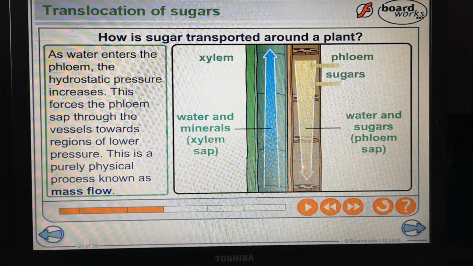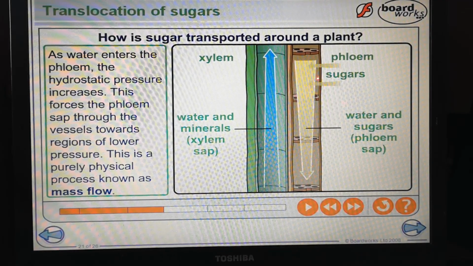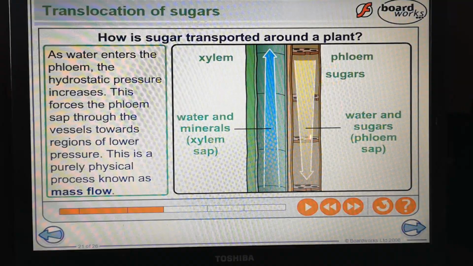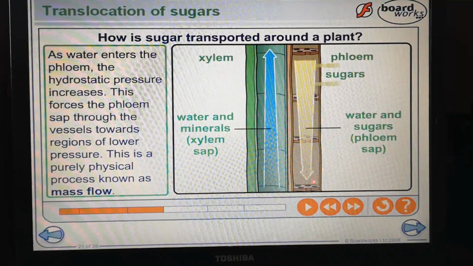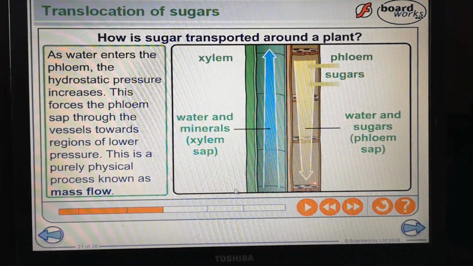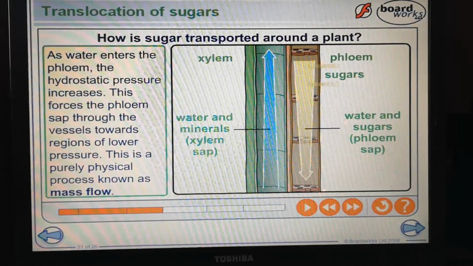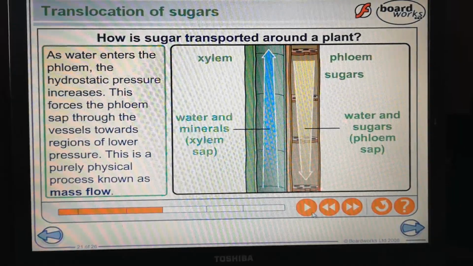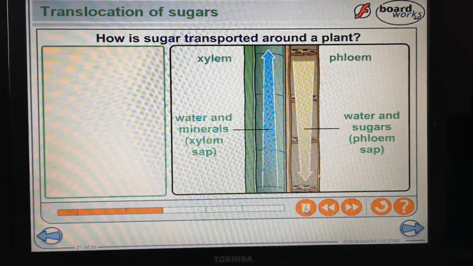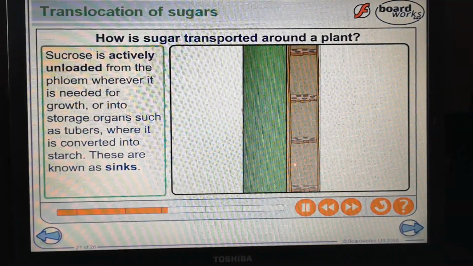So what's going to happen is you're going to have a movement of stuff from here all the way down to there. Now we call that mass flow. There is a flow of mass. There's a flow of stuff from here all the way down to there. And that is how the sugar actually moves through the phloem, or at least that's what we think. At the moment, it's still a hypothesis. We're not 100% sure, but it kind of makes sense.